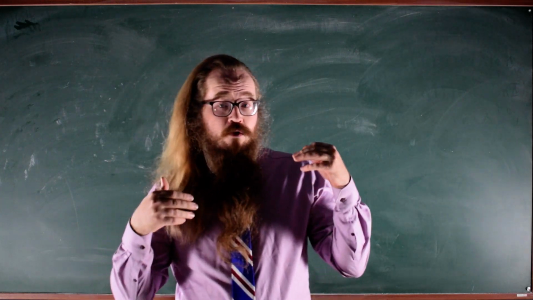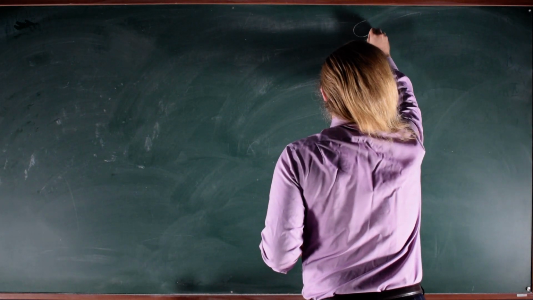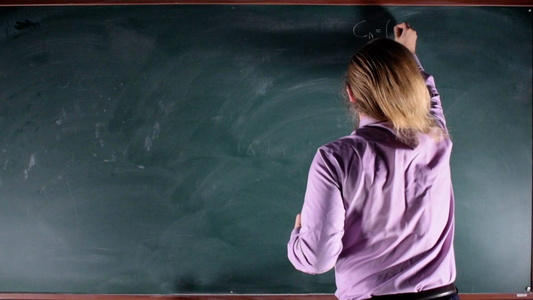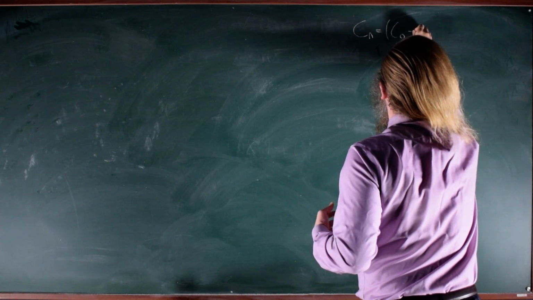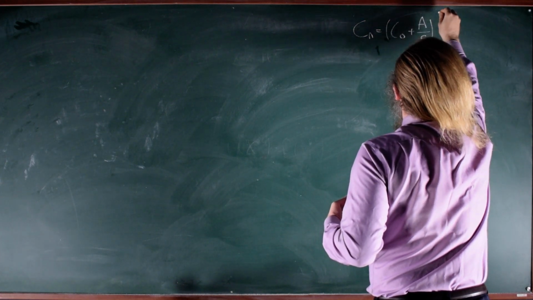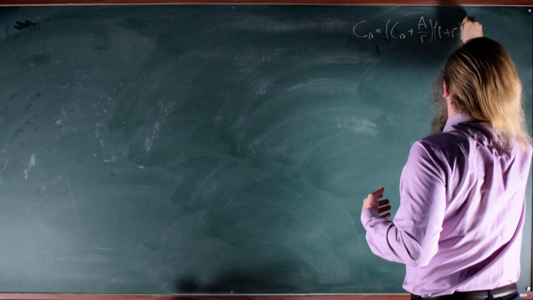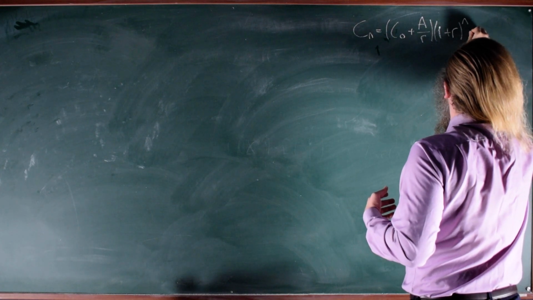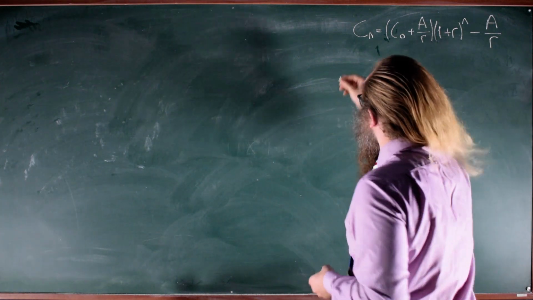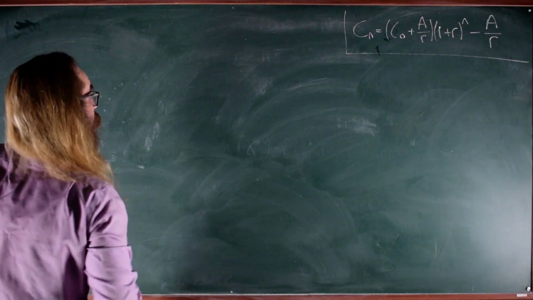The formula states that the capital I have after n terms, or periods, is going to be the initial capital plus the annuity divided by the interest rate r, multiplied by 1 plus the interest rate to the power of n, minus the annuity divided by the interest rate. So this is the formula. Now I want to prove this formula.